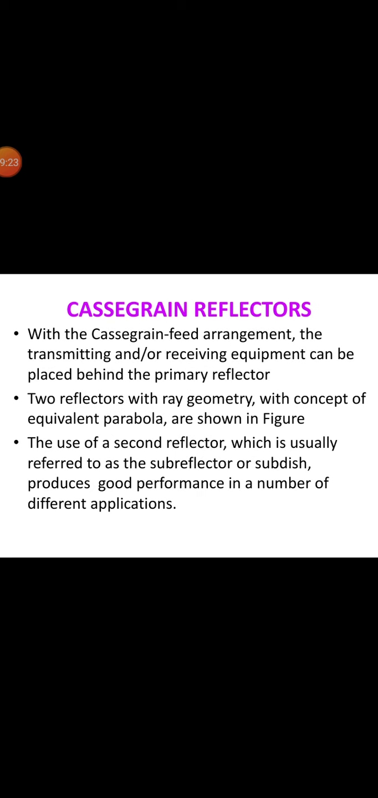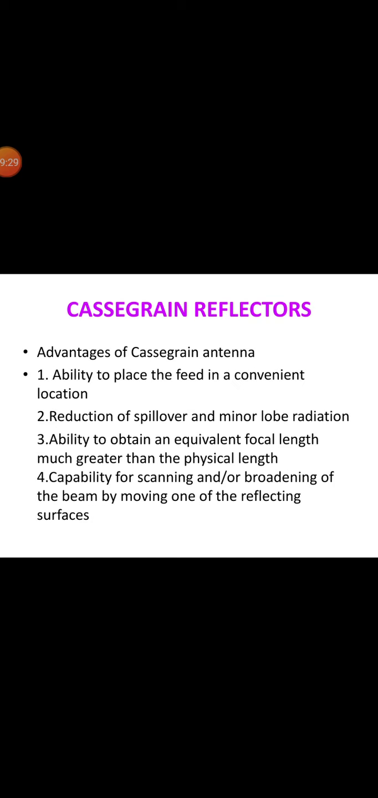The use of the second reflector is usually referred to as the subreflector or subdish. It produces good performance in a number of different applications. So the main advantages of Cassegrain reflectors are its ability to place the feed in a convenient location, reduction of spillover and minor lobe radiation, and its ability to obtain an equivalent focal length much greater than the physical length. Another is the capability of scanning or broadening the beam by moving one of the reflecting surfaces.